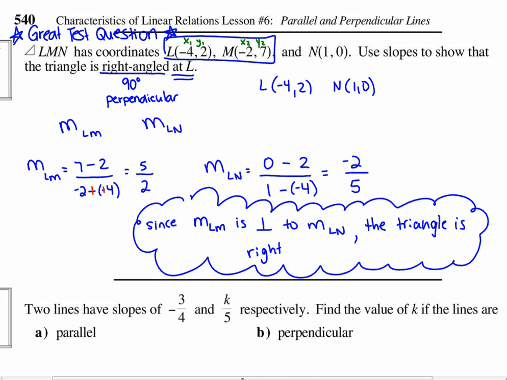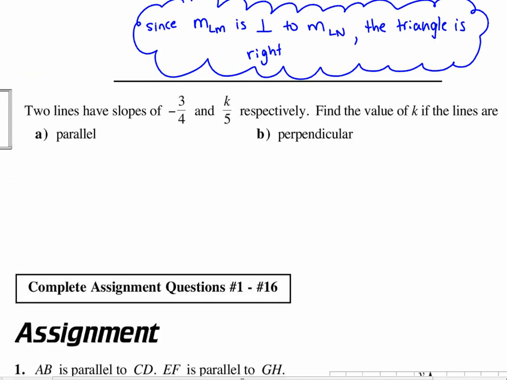Okay, the toughest question is example 5. It's not that tough, but it's the toughest type you can see when you're dealing with parallel and perpendicular lines. Your last question, and you're done for the lesson. That's good. You have two lines. Two lines have slopes -3/4 and k/5 respectively. Find the value of k if the lines are parallel.